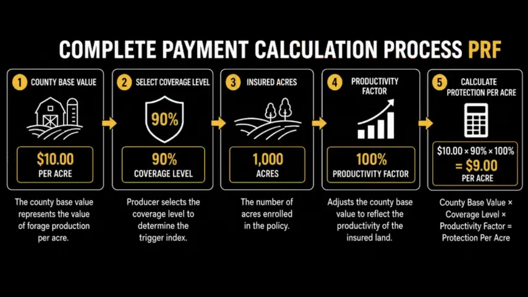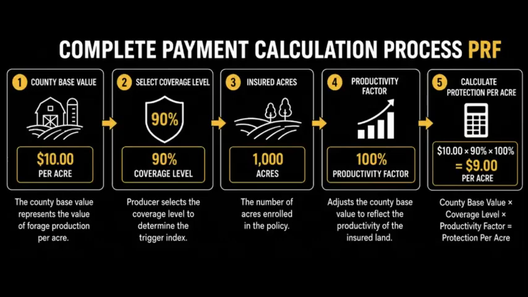First, the county base value. In this example, the county base value is $10 per acre. Step 2 is selecting the coverage level. Our producer chooses a 90% coverage level. In PRF, the selected coverage level also establishes the trigger index, so with 90% coverage, the trigger index is 90.